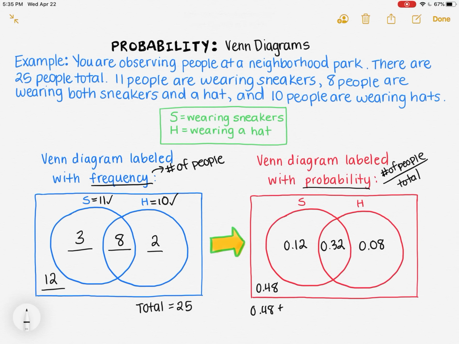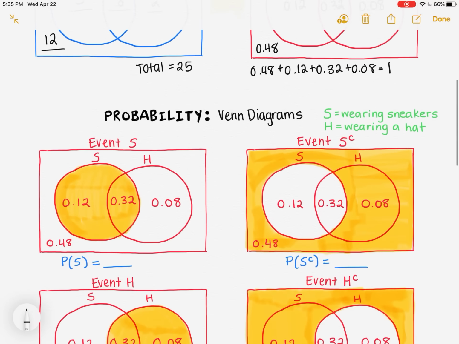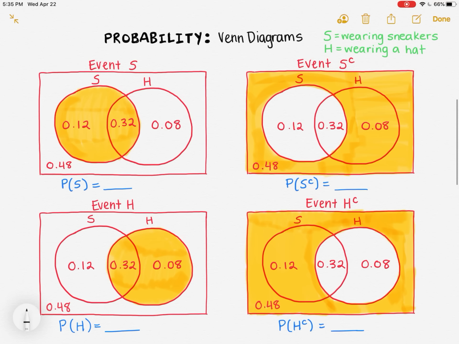I can check my work by adding all of these probabilities up, and they should add up to the value of 1. The reason for that is because the biggest possible probability you can have is 1. And since everybody in the park has to fall into one of these categories, the probability of being in any of the categories would have to be 1. And if you do this in a calculator, you'll see that these decimals do add up to a total of 1. So that's a good way to check your work.